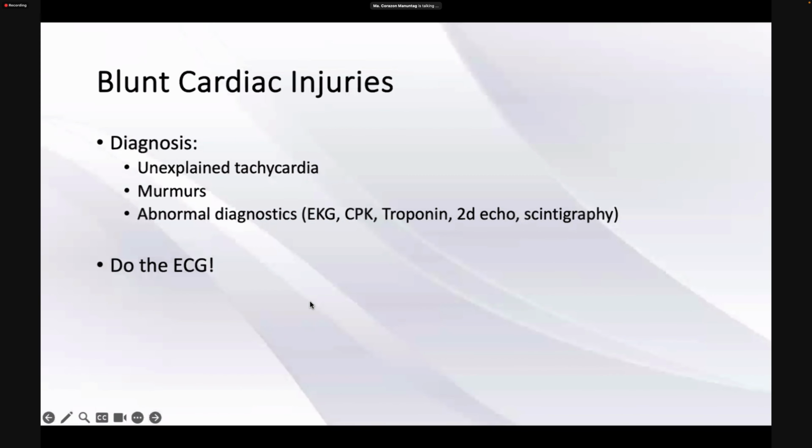Okay, so we're going now to the trauma protocol. Sorry, medyo laki talaga yung coverage for trauma and critical care because it starts from your initial management to identification of trauma injury pattern and to your surgical crit care management. So for blunt cardiac injuries, you diagnose it based on mechanism plus unexplained tachycardia, murmurs, abnormal diagnostics on your ECG, troponin, and 2D echo. So what is the standard of care is to do your ECG.